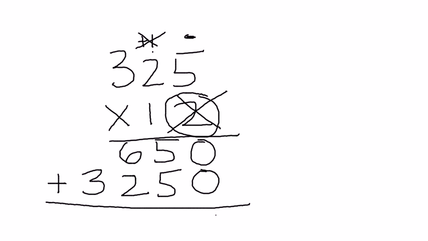So 0 plus 0 is 0. 5 plus 5 is 10. 6 plus 2 is 8, plus 1 more is 9. And then I just bring down my 3. So my answer to 325 times 12 is 3,900.